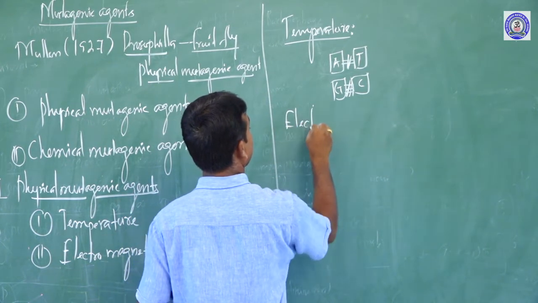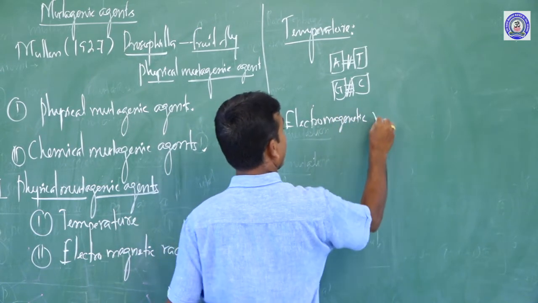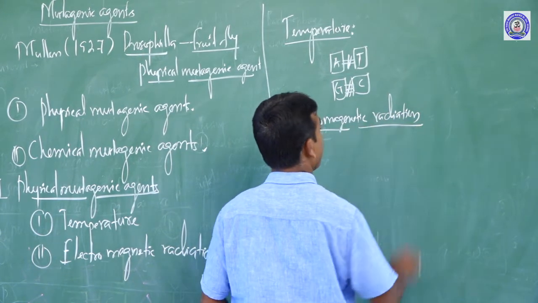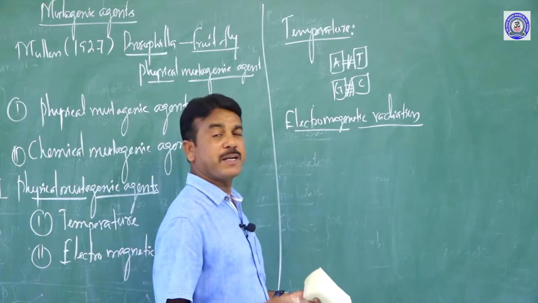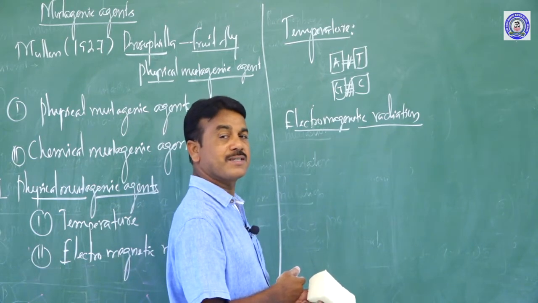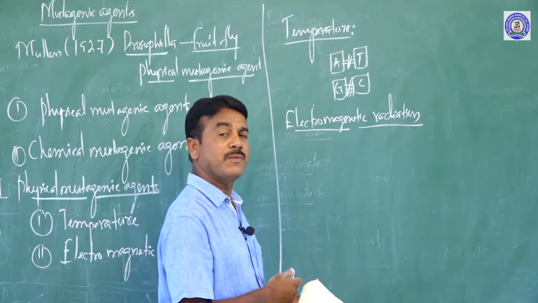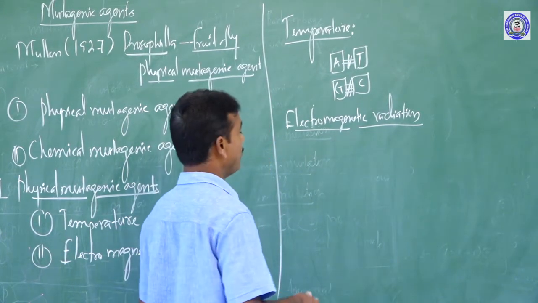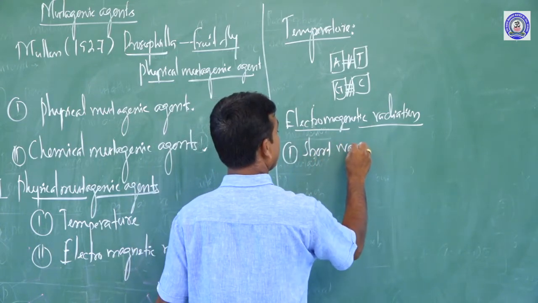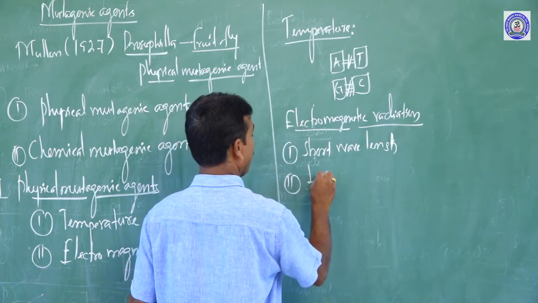Electromagnetic radiation. For the visible spectrum, there are a number of colors, which you have already studied in physics. In the electromagnetic radiation spectrum, there are two different kinds of wavelength. One is called short wavelength, the second one long wavelength.